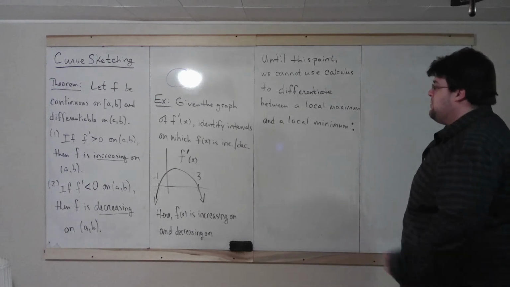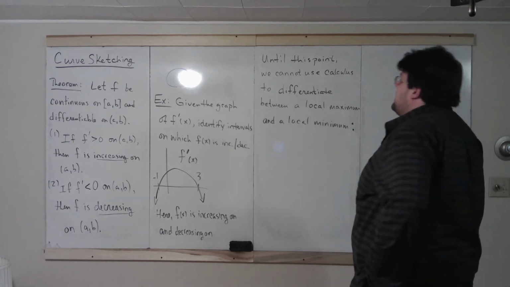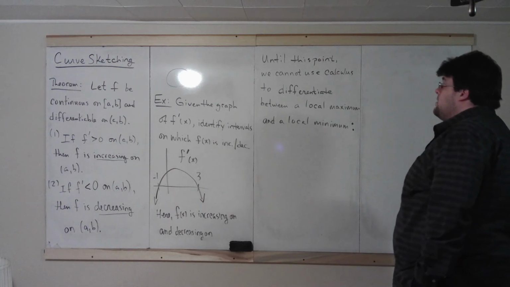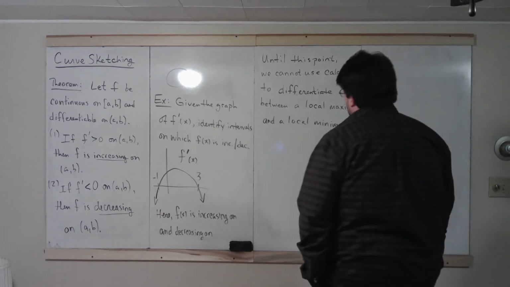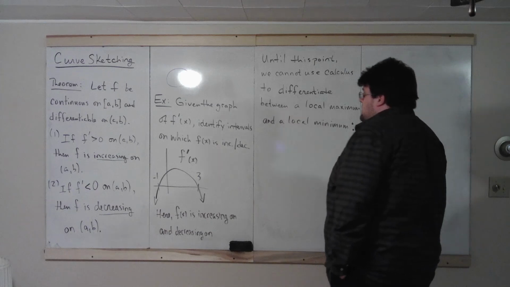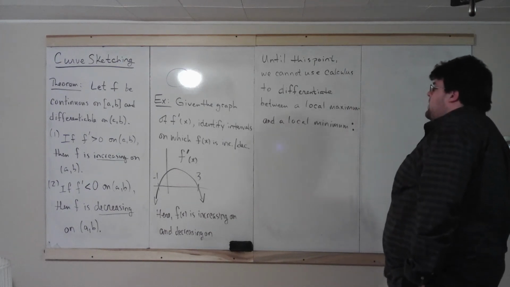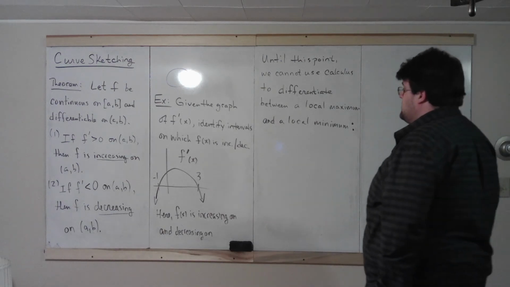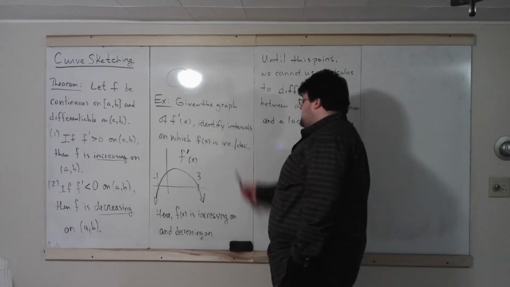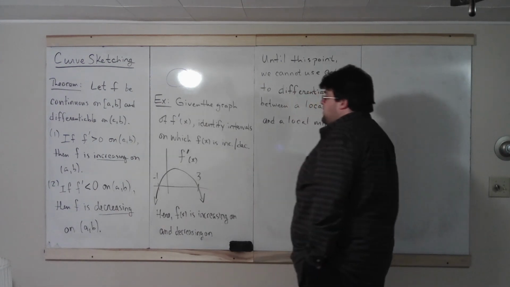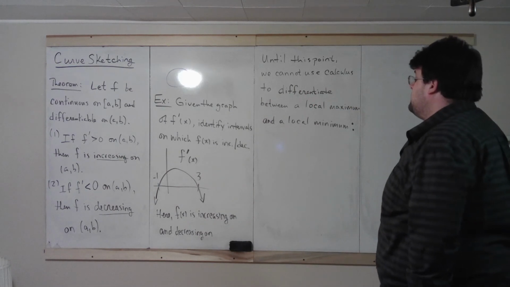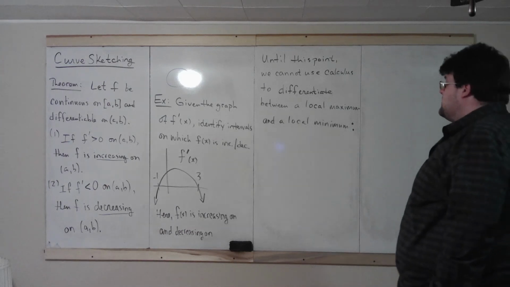Let's just look at this example illustrating that directly. Example, given the graph of f prime. Right here is a graph of f prime. Not just f, it's f prime. Given this graph, identify intervals on which f of x is increasing, identify intervals on which f of x is decreasing. Increasing and decreasing are long words, plus I didn't want to take up too much more space with the statement of the example.